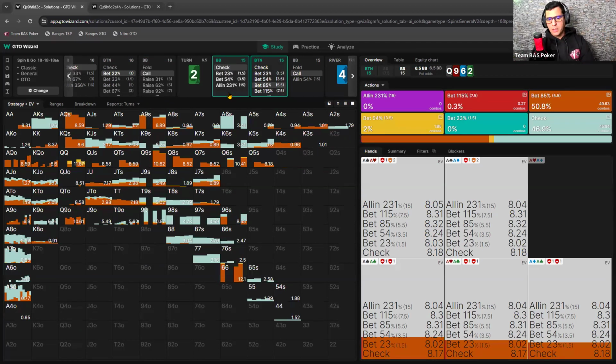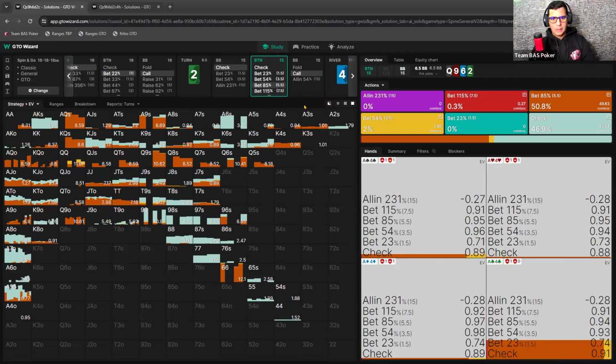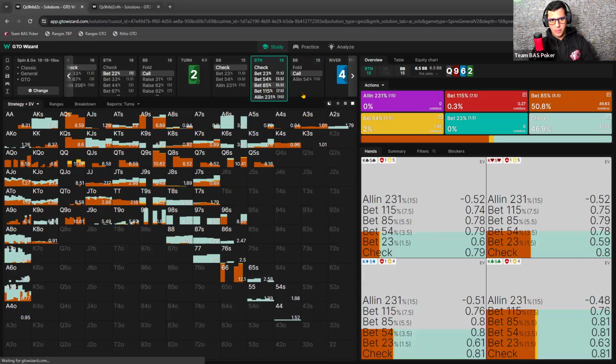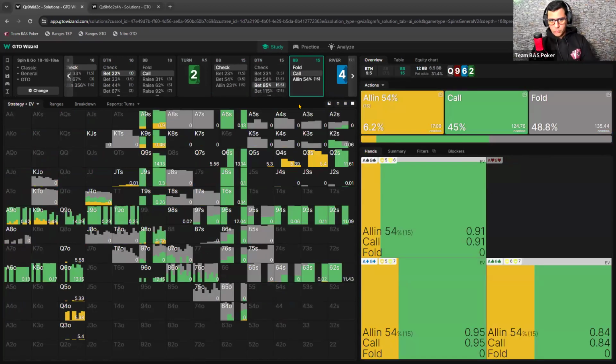So here he is going between two decisions. 50% he's checking, 50% he's c-betting, and he's picking a very large sizing, which is 85%, just to set up basically a proper SPR to the river. So the button is going to c-bet 85%, and we have the decision at the big blind.